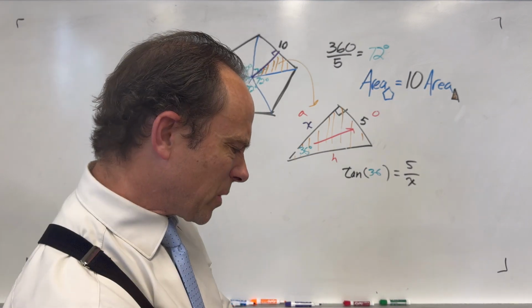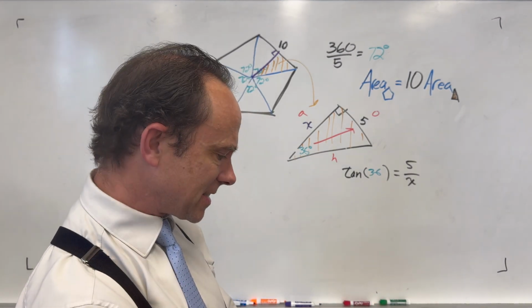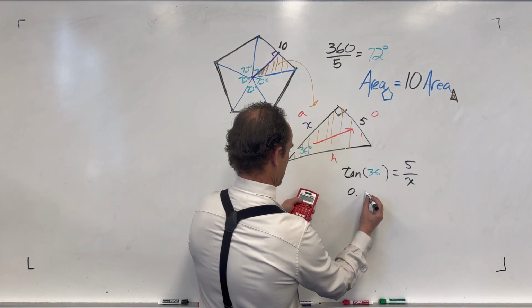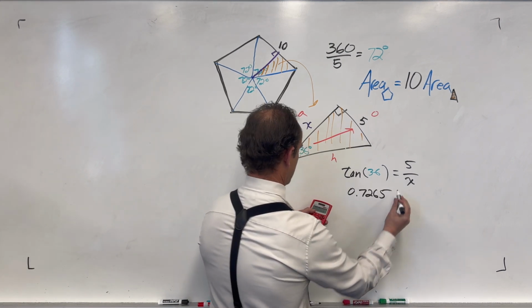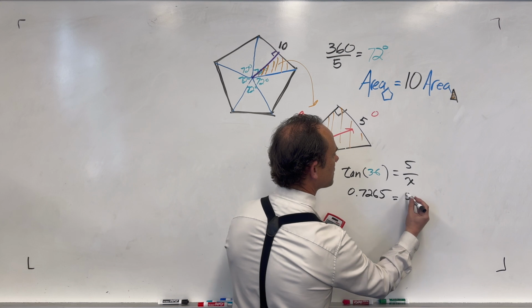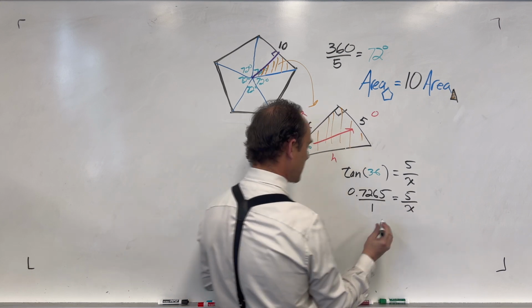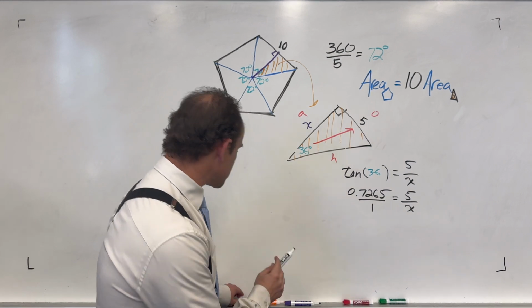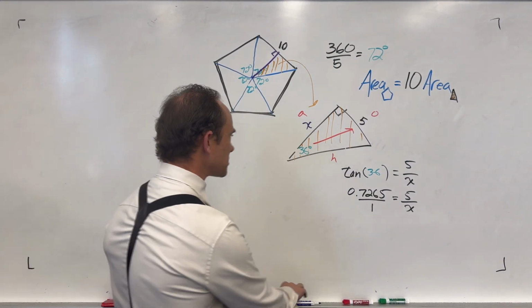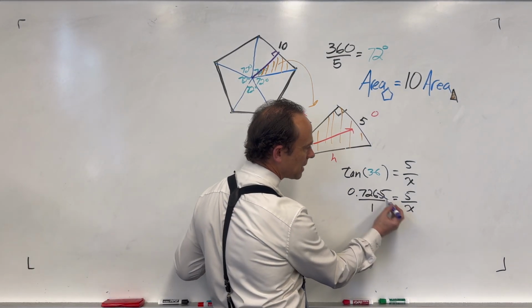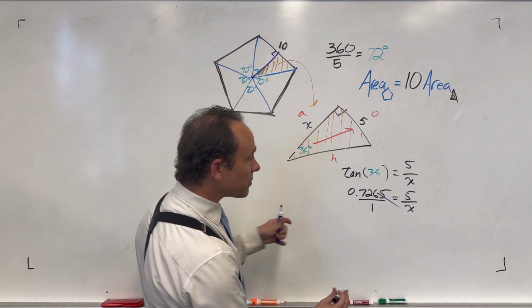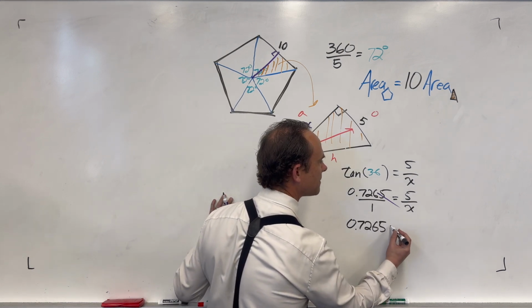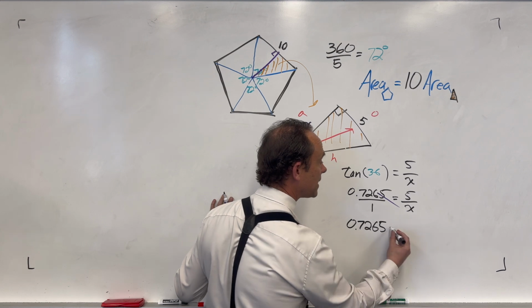Beautiful. Let's figure out what the tangent of 36 is. So we got 0.7265 is equal to 5 over x. Put that over 1. And that gives us an opportunity to cross multiply to solve for x. So we're going to multiply the number on the top of one ratio by the bottom of the other ratio. And we got 0.7265 times x is equal to 5.